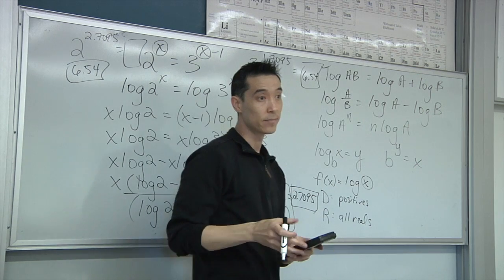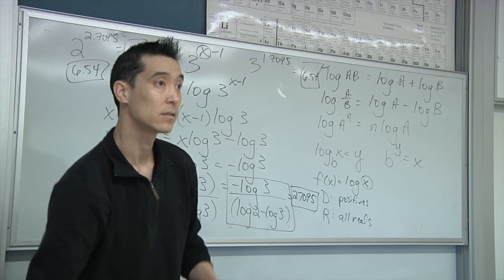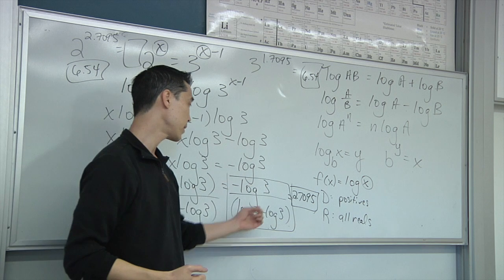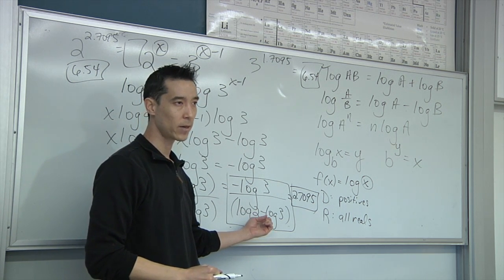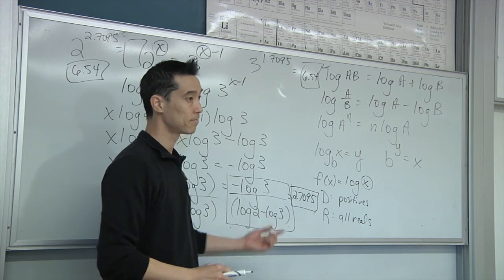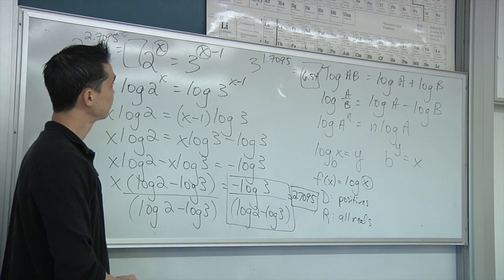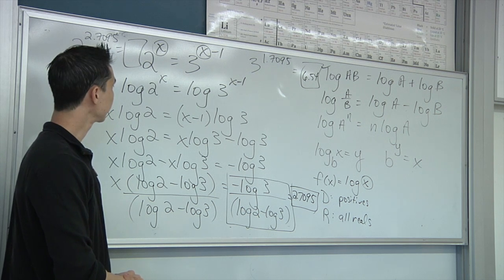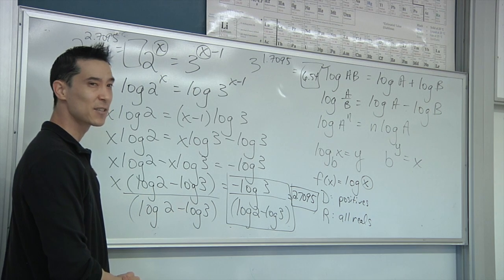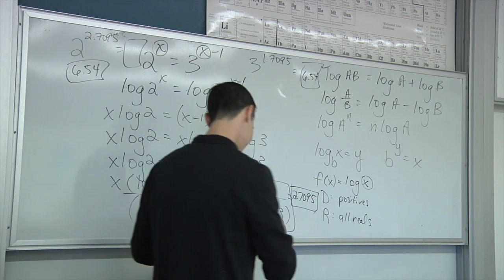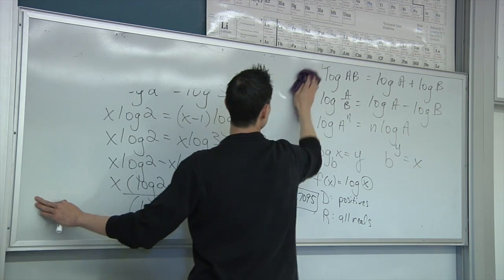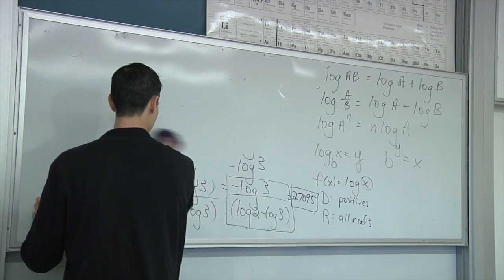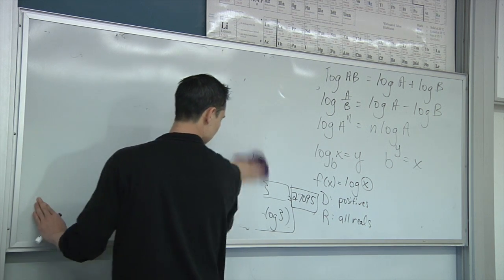That makes me feel good. So I know my answer checks out. And this answer of negative log 3 divided by log 2 minus log 3 is the correct answer. So everybody with me on what I did there? A lot of things happening. Let's just do another one. All right, let's try another one. Let's solve it and then check it.